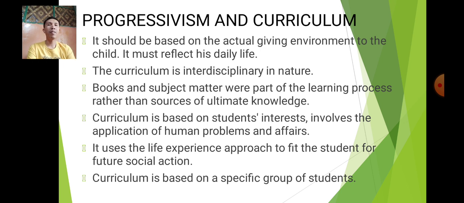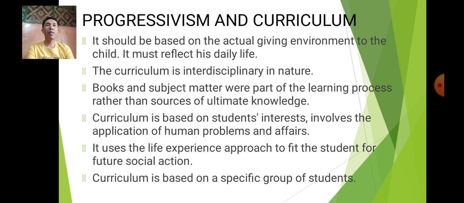Progressivism and curriculum. It should be based on the actual living environment of the child. It must reflect his daily life. Second, the curriculum is interdisciplinary in nature. Then number three, books and subject matter are part of the learning process rather than sources of ultimate knowledge. So the books and subject matter are only part of the learning process, and not the source of ultimate knowledge. So meaning, students will be the ones to learn by themselves by being given activities that will enable them to learn.